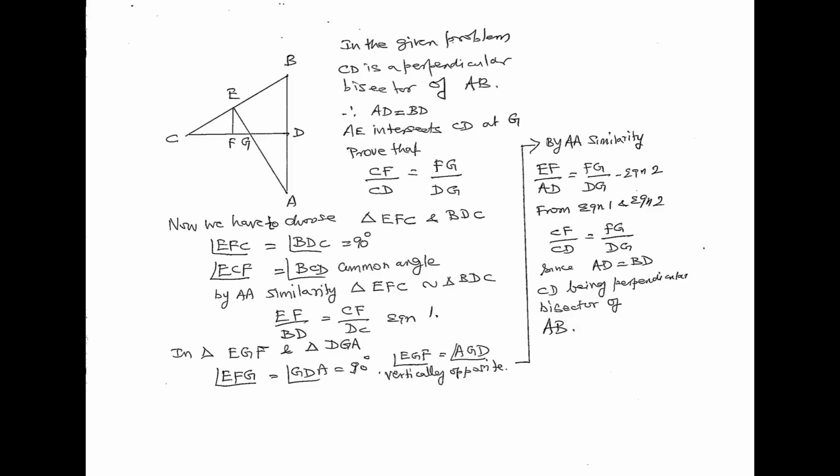In triangles EGF and DGA, angle EFG is equal to angle GDA, which is equal to 90 degrees. Angle EGF is equal to angle AGD, vertically opposite angles. Therefore, by AA similarity, EF by AD is equal to FG by DG, equation 2. From equation 1 and equation 2, CF by CD is equal to FG by DG, since AD is equal to BD, CD being the perpendicular bisector of AB.